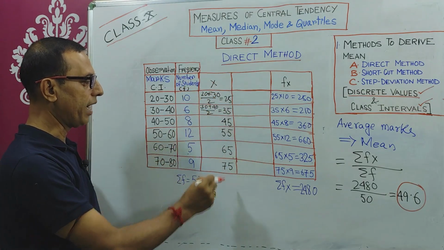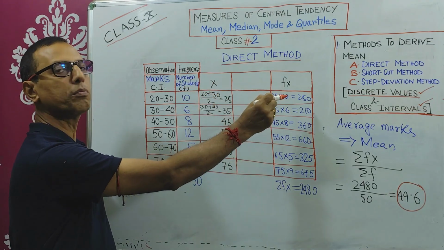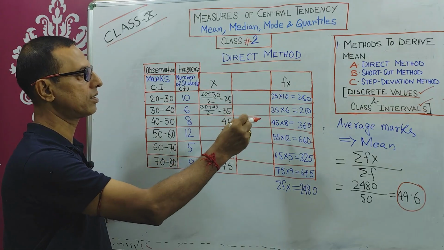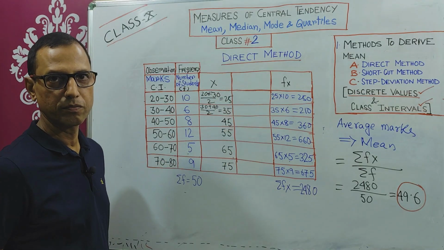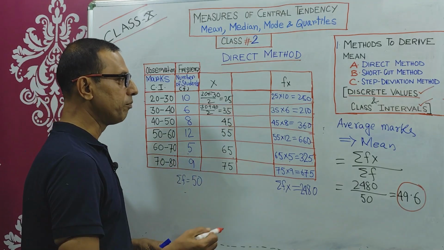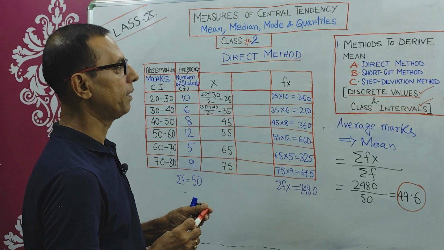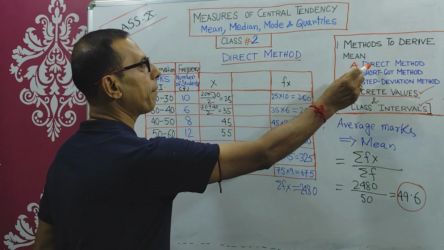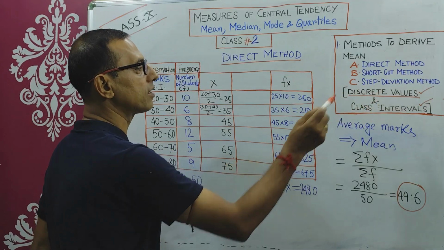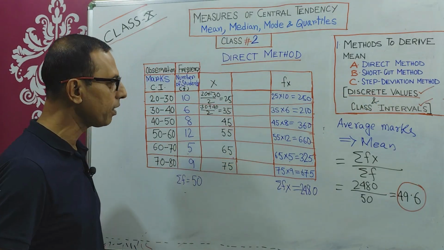And from that mean itself, then you need to multiply with the respective frequency, and then as it is. Okay, then we'll move towards the shortcut method. So now you understood how to apply the direct method for discrete values and class intervals for these two examples.